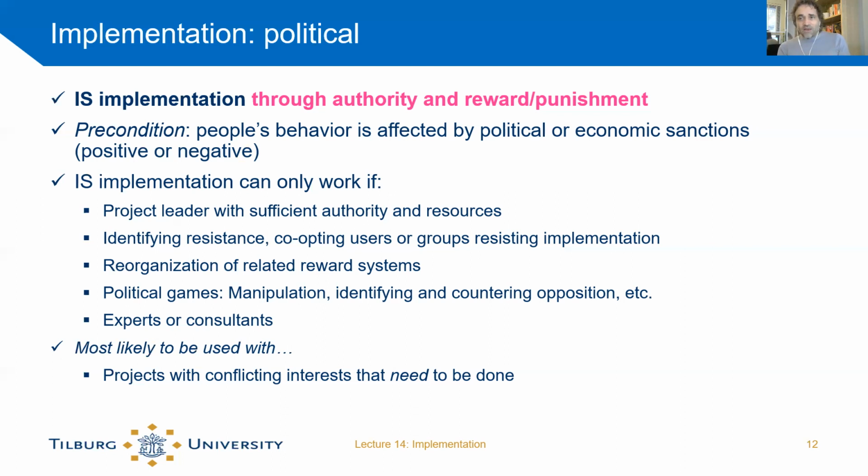This strategy basically stems from the idea that people can only be convinced of doing something by political or economic sanctions, both positive and negative. So it doesn't really mean that you have to punish people if they don't use something. You can also reward people if they do use something. For example, the tactics you would employ here are paying people or refusing to pay people if they do or do not use a certain technology. That is reorganization of related reward systems. That basically means paying people, or punishing people with less pay, if they refuse something.